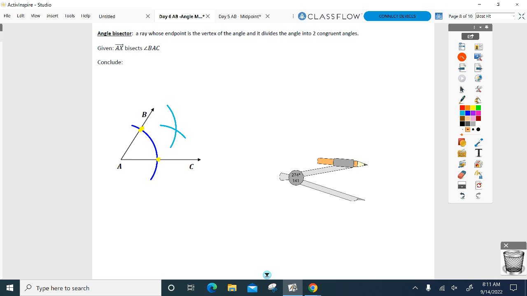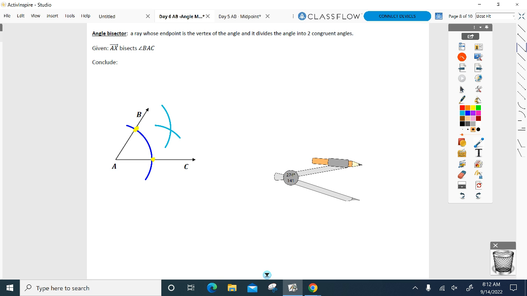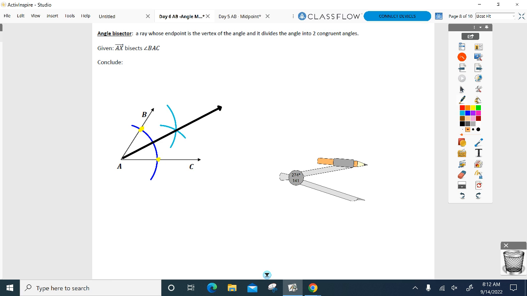And then grab your straight edge. Line it up with the vertex and draw in, it's asking for what? A ray. Draw in a ray that bisects that angle. And put something on your diagram that shows me it bisects.